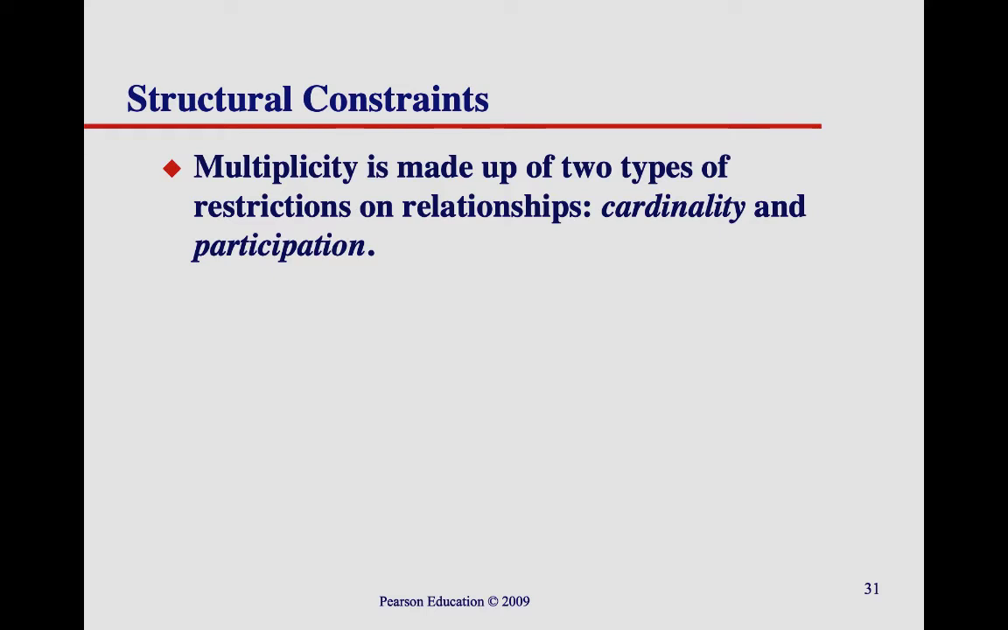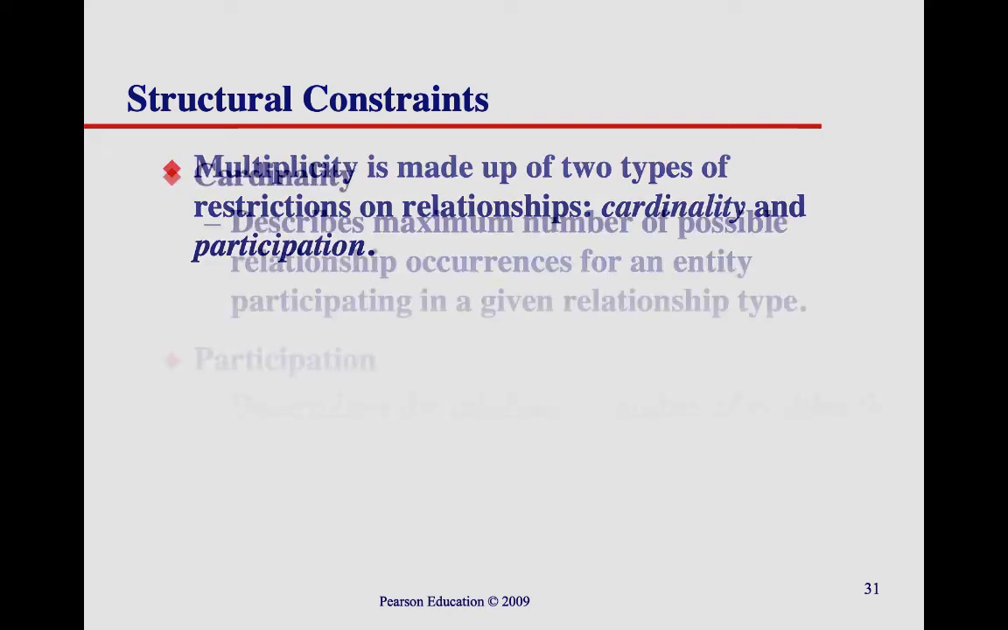Now the book talks about maximum and minimum participation. I call them cardinality and participation. Participation is the minimum number of occurrences in the relationship. Cardinality is the maximum number. So please use my terminology rather than the book's, because the book is using maximum participation and minimum participation. That's fine. I use participation and cardinality.